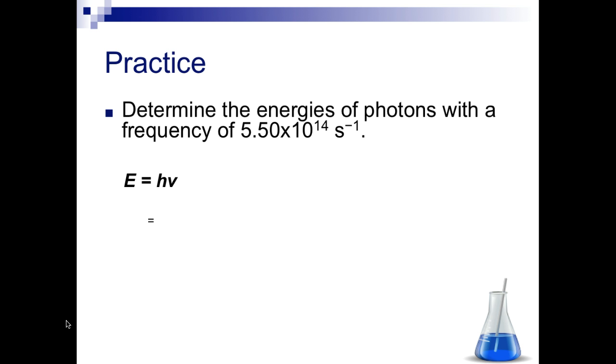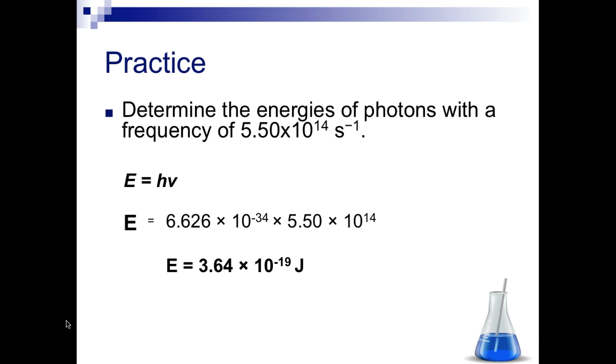Great, what did you come up with? You should have taken your equation E equals h nu and plugged in Planck's constant for h and your frequency for nu, and plugged that in your calculator and got 3.64 times 10 to the minus 19th joules.